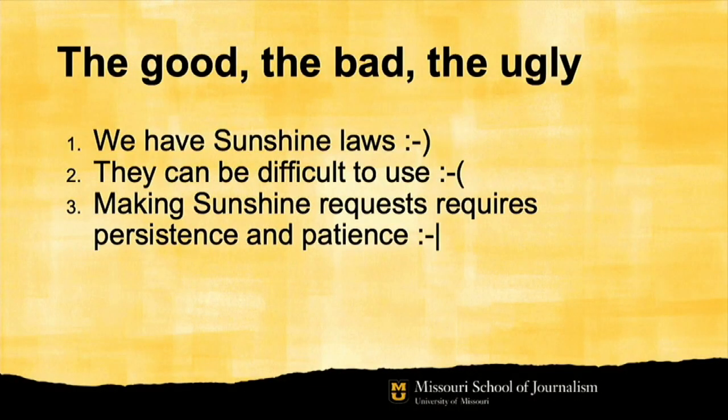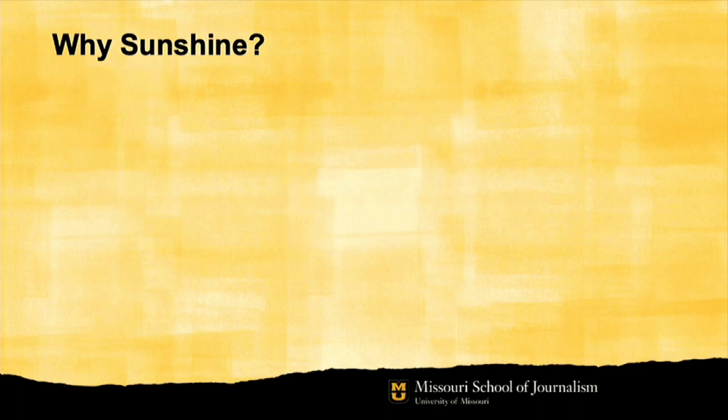So first, I'm going to give you a few caveats. The good news is we have sunshine laws. That's great. Less good is that they can be difficult to use. And making sunshine requests, particularly when we get onto the federal level and we're talking about the Freedom of Information Act, can require a lot of persistence and patience, which I know is very hard for students who are trying to get things done in a hurry in a semester. But let's talk about a little bit of why sunshine.